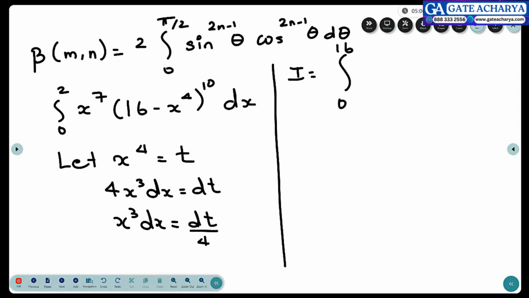Now, x cube is going with dx, but how much is remaining now here? x raised to 4, right? In x raised to 7, x cube is going with the dx to convert into dt. How much is remaining here? x raised to 4. What is x raised to 4? t. Into bracket 16 minus t to the power of what? 10. 10, yeah. Into what? dt divided by 4.